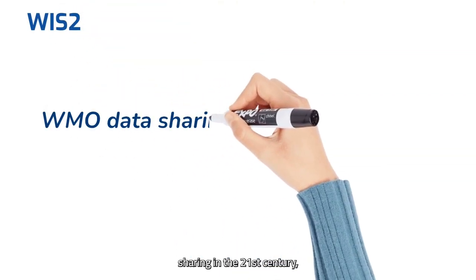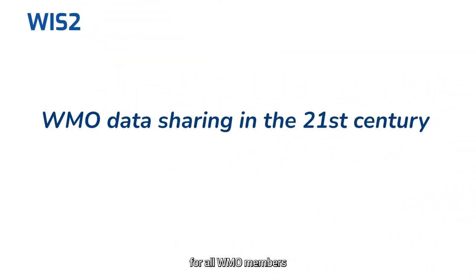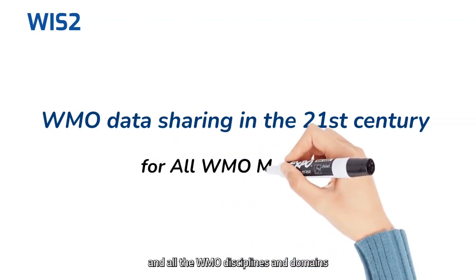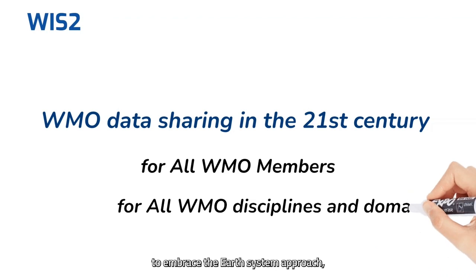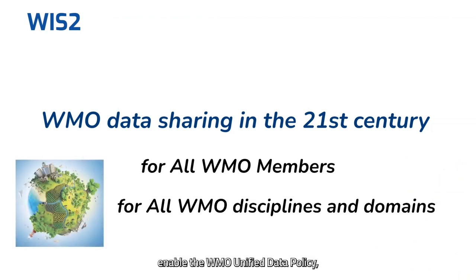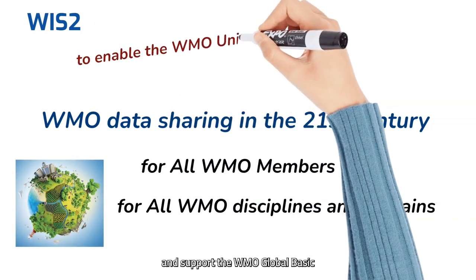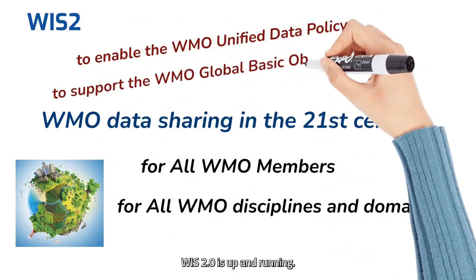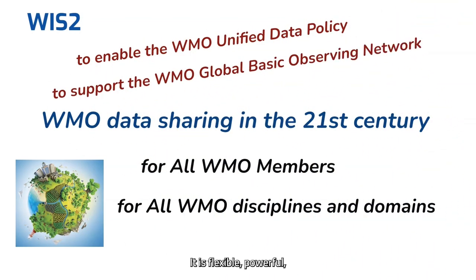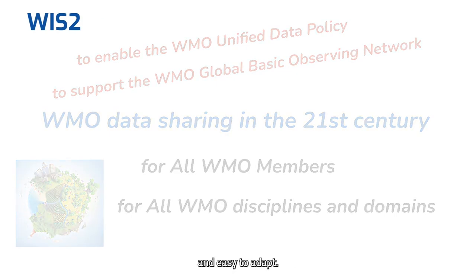WIS 2.0 provides a framework for WMO data sharing in the 21st century for all WMO members and all the WMO disciplines and domains to embrace the Earth System approach, enable the WMO Unified Data Policy, and support the WMO Global Basic Observing Network. WIS 2.0 is up and running. It is flexible, powerful, and easy to adapt.